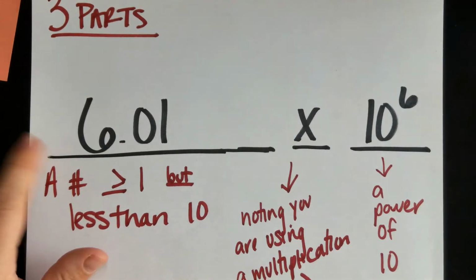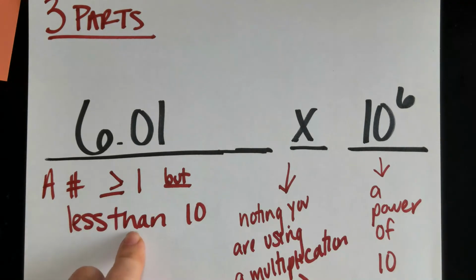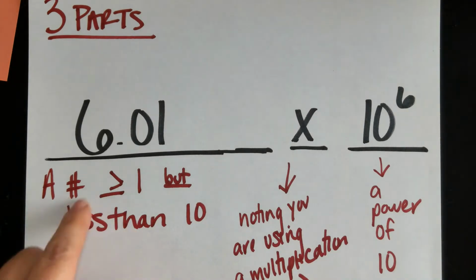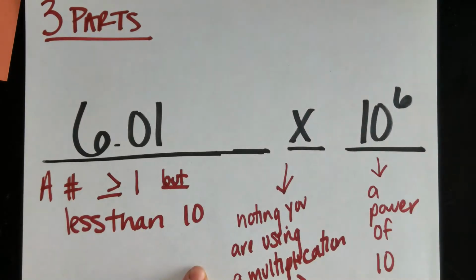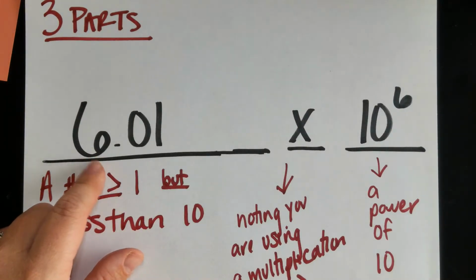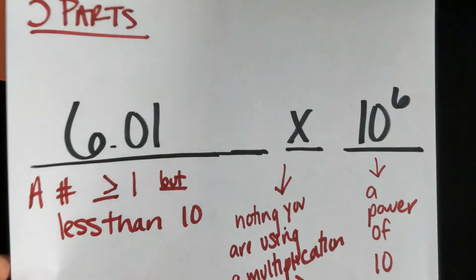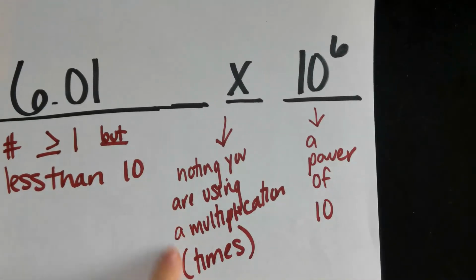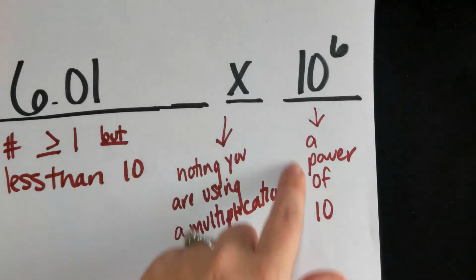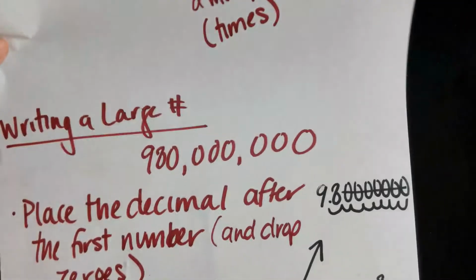Okay. This here is going to be some number that's greater than or equal to 1, but less than 10. Okay, so we typically want to have some value here, something in front of that decimal point. This is noting that we're using multiplication, so we like to say times and then some value as a power of 10. Okay, so how do we go about using this?